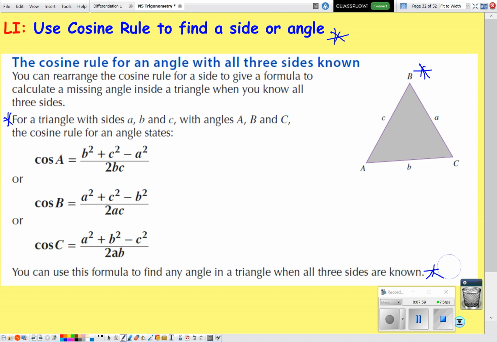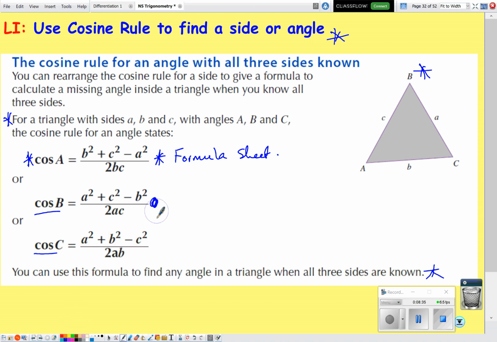Right, I'm just going to talk through this actually. The cosine rule says for a triangle with sides A, B and C with angles capital A, capital B and capital C, the cosine rule for an angle states, and we've got this one here, which is the one I produced on the last page. This is the one that's also on the formula sheet. Okay, these two, cos B and cos C, are just alternate forms. So this is how you would write the cosine rule, like this second one here.